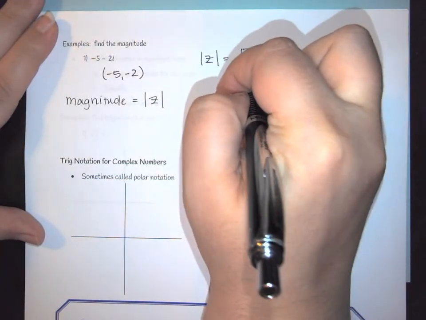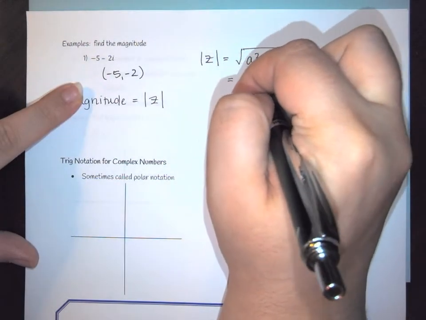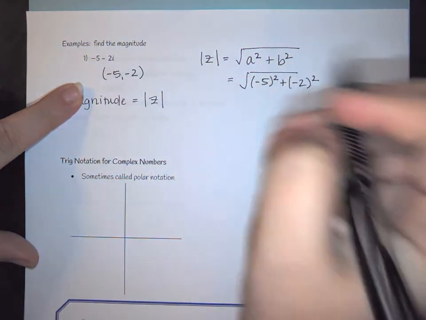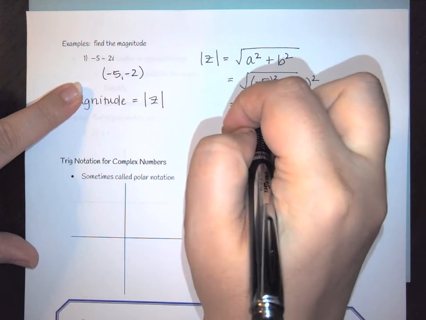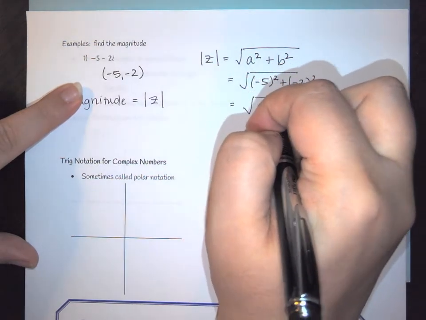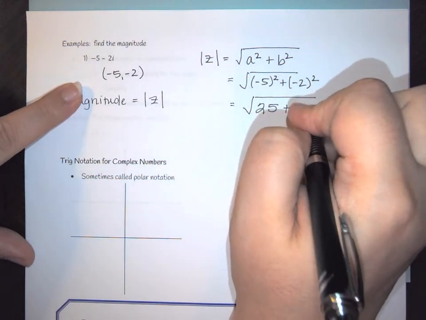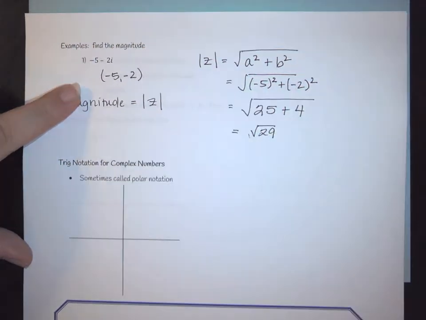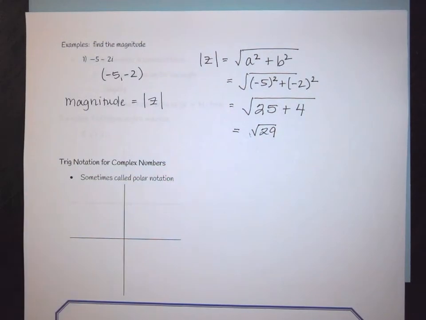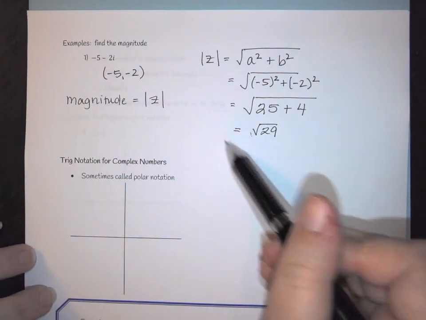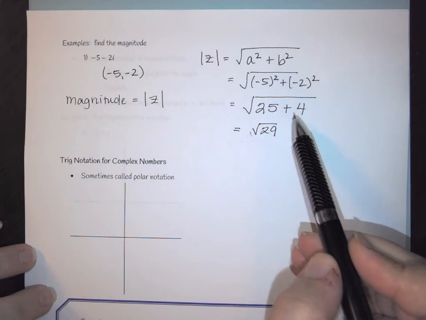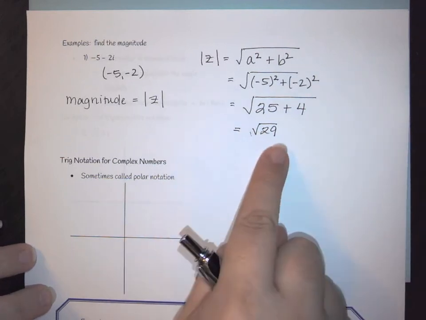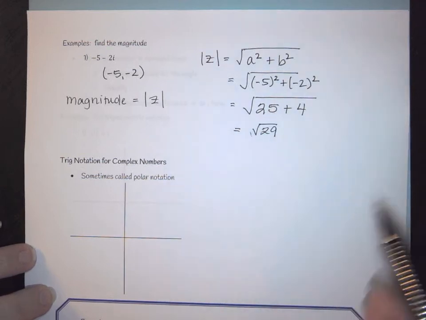So my magnitude here is going to be the square root of -5 squared plus -2 squared. So in this case, -5 squared is going to be 25. -2 squared is 4. So the magnitude is the square root of 29. Now you always want to make sure that you reduce as far as you can go. So once you come up with a value, you would then try and see if you can reduce that down. However, the square root of 29 does not reduce any, so this would be your result.